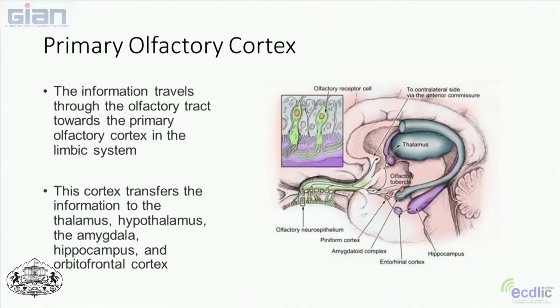So after we have the sense of smell, it goes to the primary olfactory cortex. The information travels through the olfactory tract towards the primary olfactory cortex in the limbic system. And this transfers the information to the thalamus, hypothalamus, amygdala, hippocampus, and into the orbital frontal cortex. So we have some different processing areas for our sense of smell, and again, it's linked into this emotional center of the brain. Like I said before, a lot of times you'll smell something and it makes you nostalgic for something in the past, or brings back memories for you.